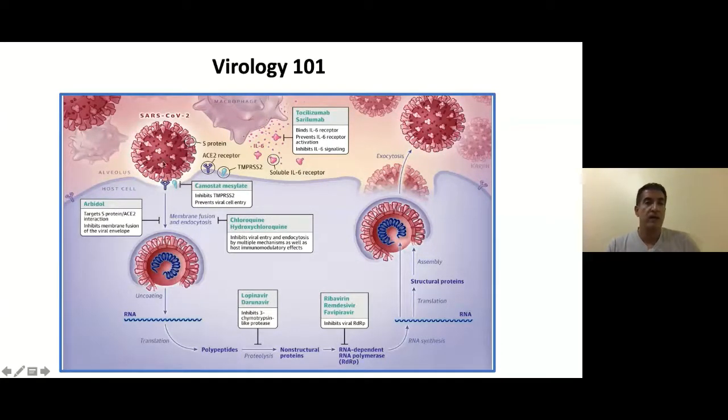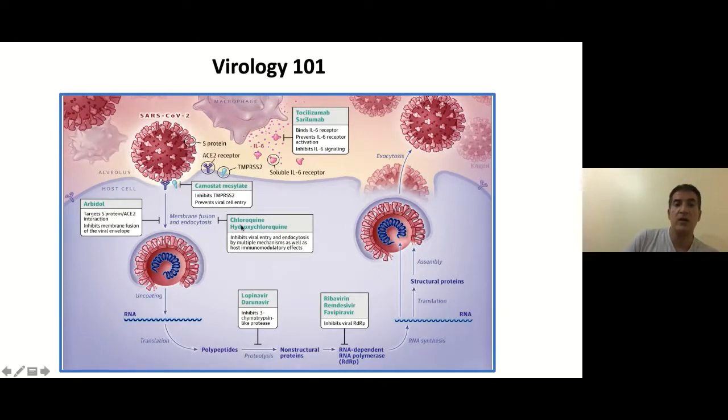The viral life cycle in the host cell can be broken into 4 phases: attachment to the ACE2 receptor, cell entry through endocytosis and uncoating. The 3rd stage is biosynthesis, where the virus replicates itself using the cell's own machinery. And finally, it exits the cell and goes on to infect other cells.